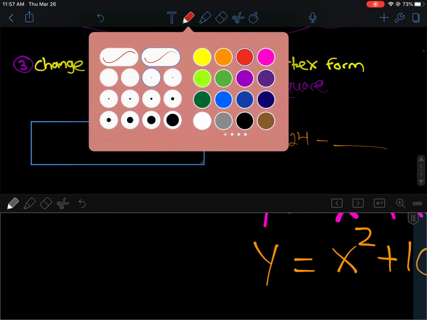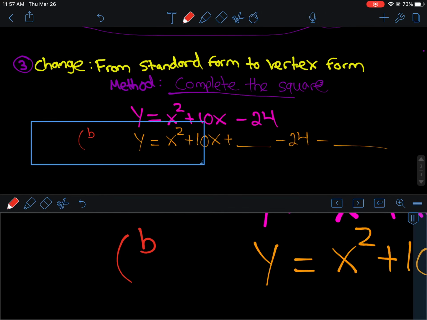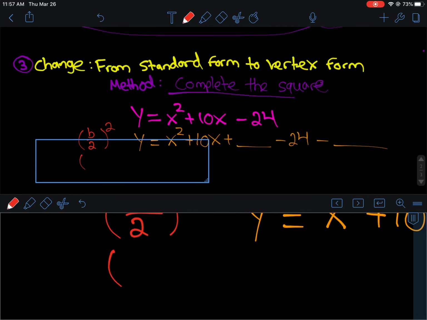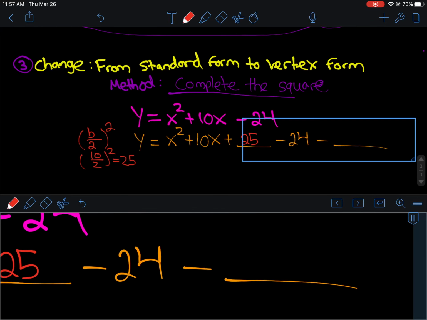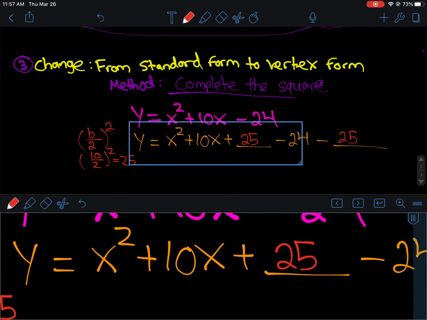What we learned in class, what goes in a blank, and again, it always goes in a blank, would be b divided by 2 squared. So in this case, it's going to be 10 divided by 2 squared. 10 divided by 2 is 5. 5 squared is 25. So in this case, 25 is going to go in the blank. If you add 25, you have to subtract 25 in order to keep everything the same. I'll take a little pause here.